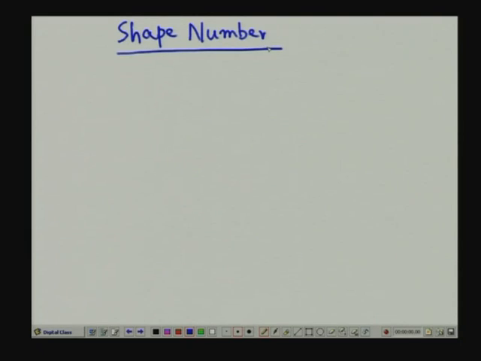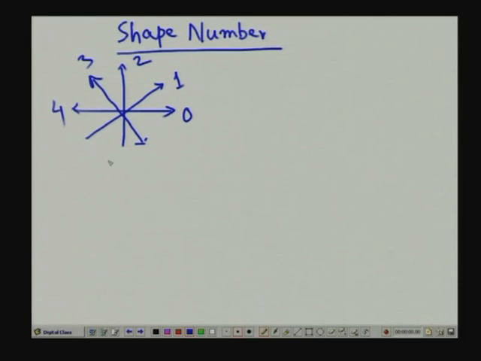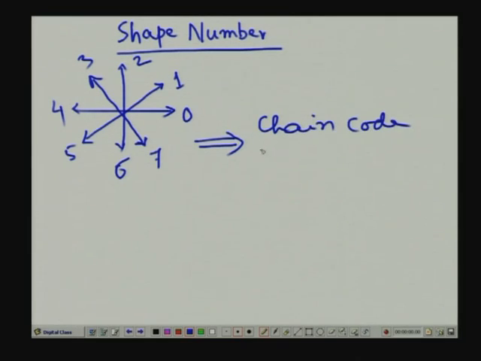Earlier we have talked about the generation of shape number using 8 directions. There we identified the different directions of moves like this: this is the direction given as 0, this is 1, this was 2, this was 3, this was 4, this was 5, this was 6, and this direction was 7. Using these 8 directions, we obtained the chain code, then the differential chain code, and then the shape number.